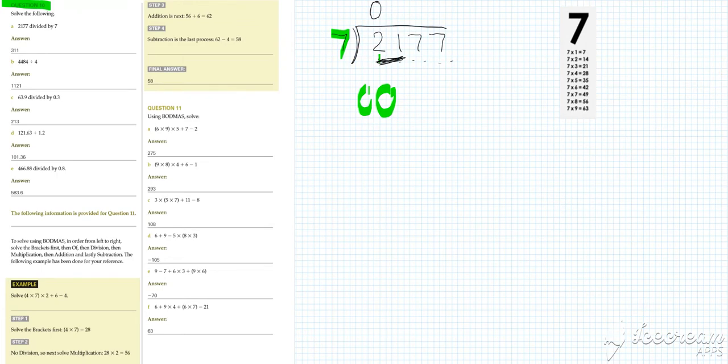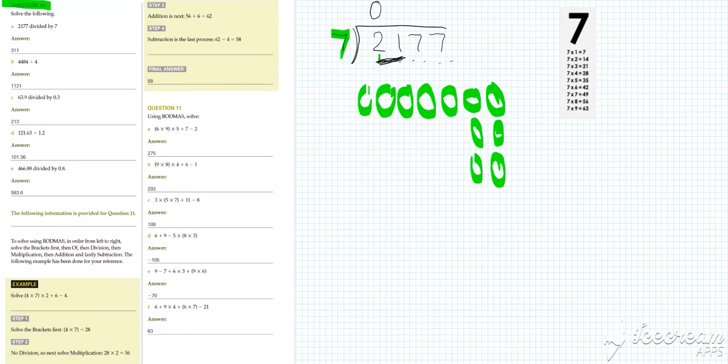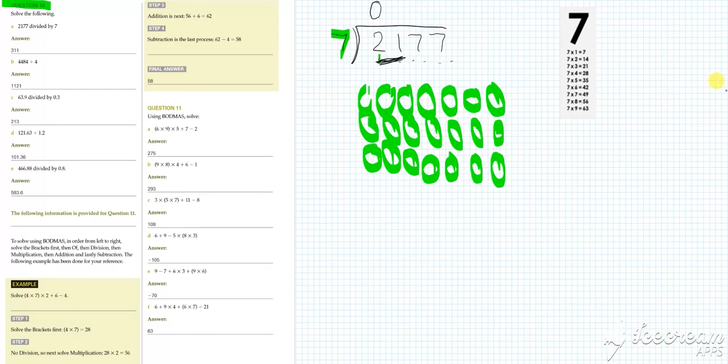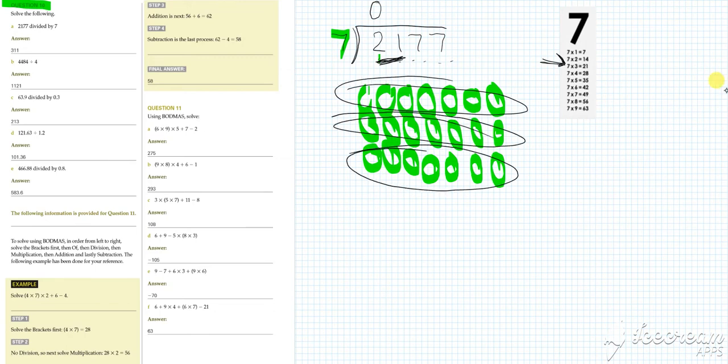So now I've got 21 seats on my bus or whatever it is that we're doing. 5, 6, 7. Here's 21 of them. And I'm going to see if I can make groups of 7. Now, if I look over here at my times table chart, it tells me that 21 is 3 groups of 7. 1, 2, 3. So I'm going to put 3 at the top here.